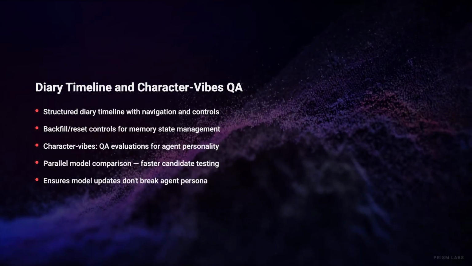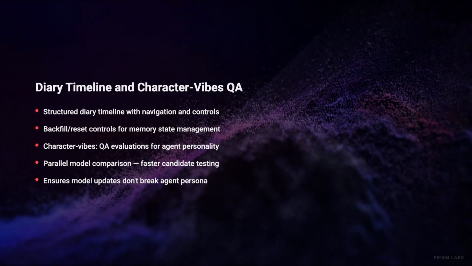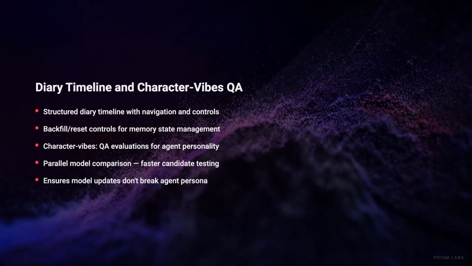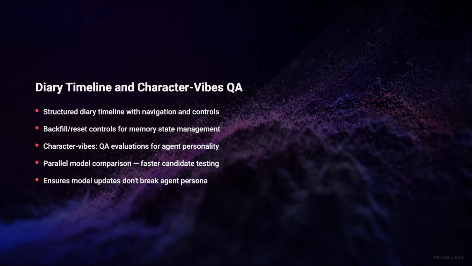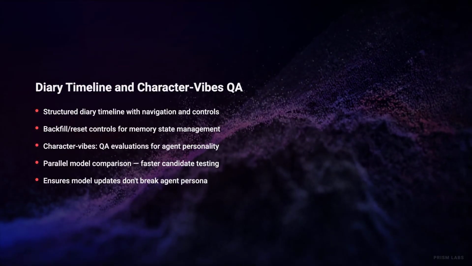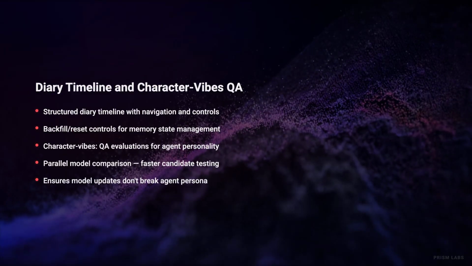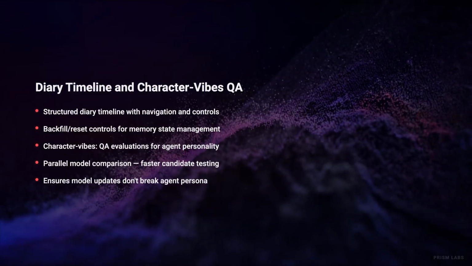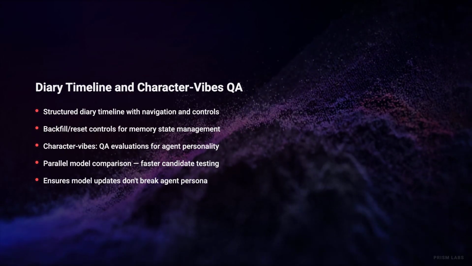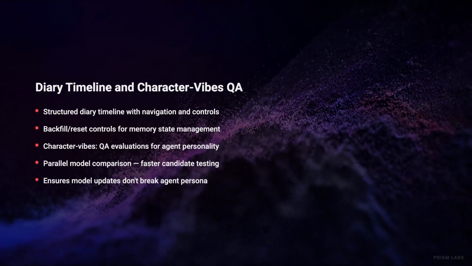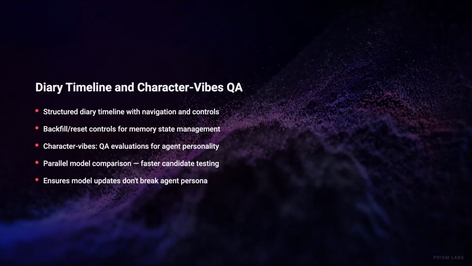For agent developers, Character Vibes is a new QA evaluation system that addresses a problem every team with custom agents faces: personality drift. You define personality expectations for your agent, select which models to test against, and run parallel QA scenarios that compare how different models express the agent's character.